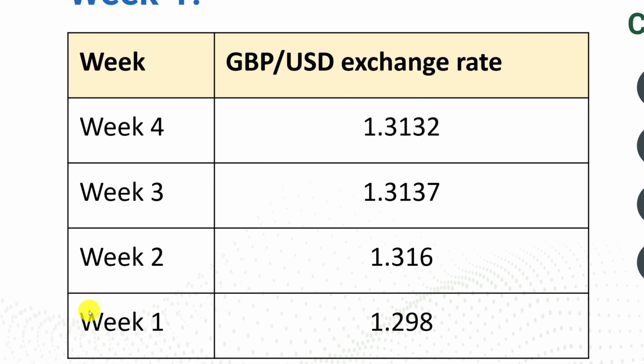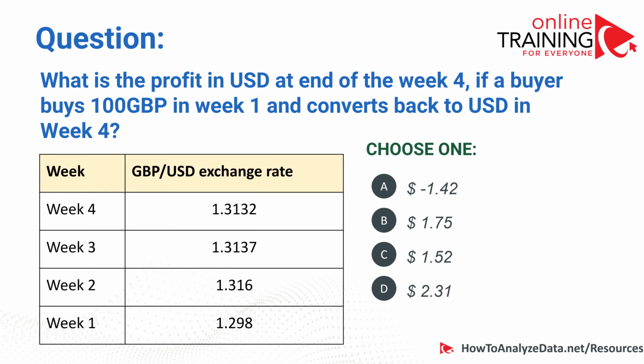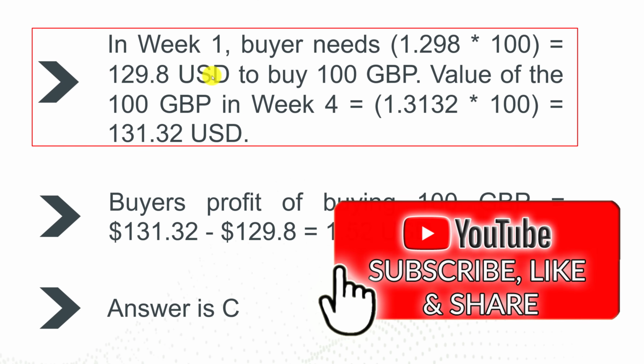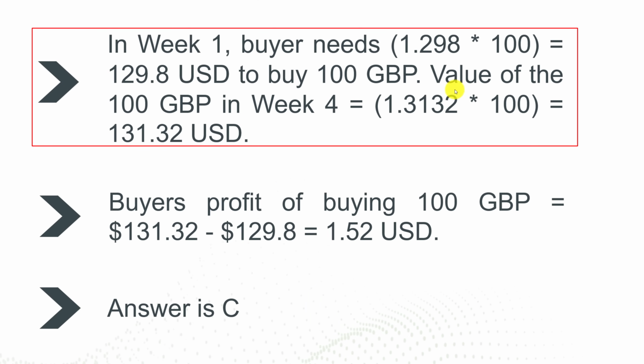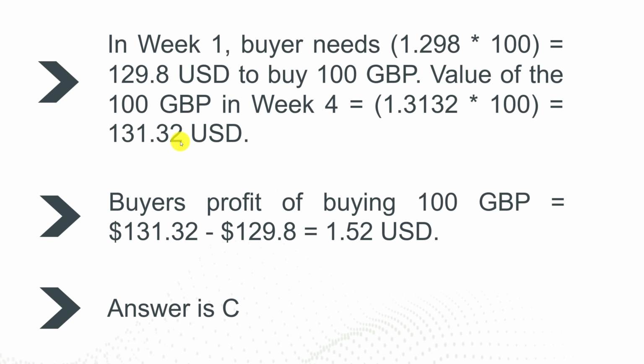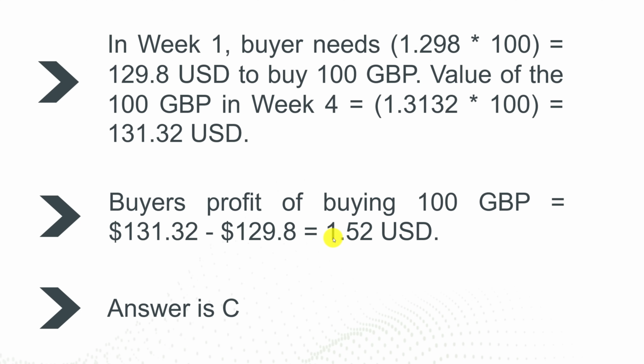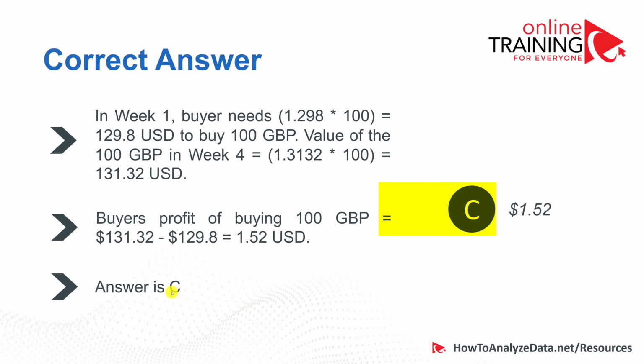To get to the right answer, you need to calculate the total sum of US dollars in week 1, and then you need to convert it back to US dollars in week 4. Ultimately, week 2 and week 3 values are irrelevant here because you're holding through weeks 2 and 3. And this is how you do the calculation. In week 1, you need 129 US dollars to buy 100 pounds. And value of 100 pounds in week 4 is $131.32. So the profit will be calculated as the difference between 131.32 and 129, and would be equivalent to $1.32. So the correct answer is C here.